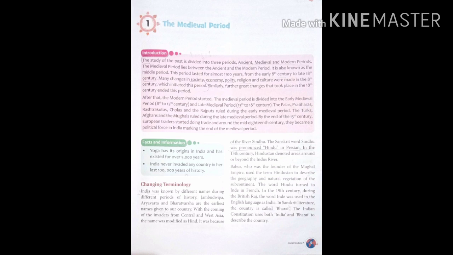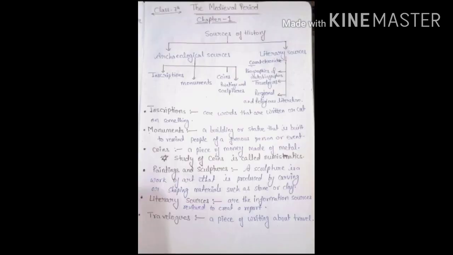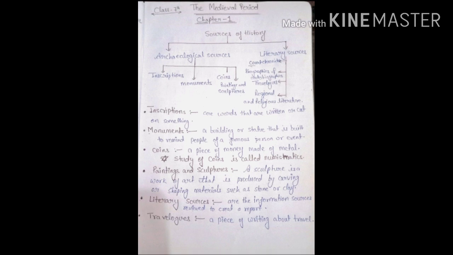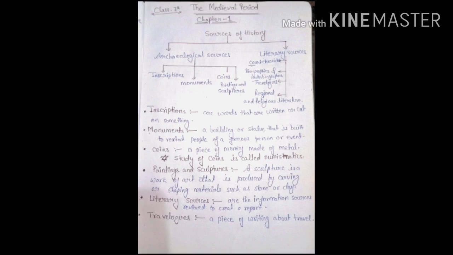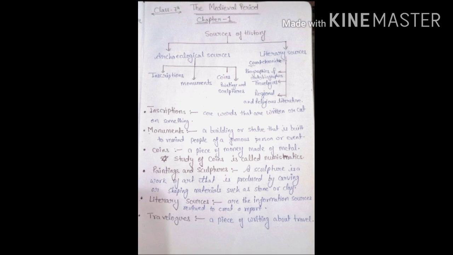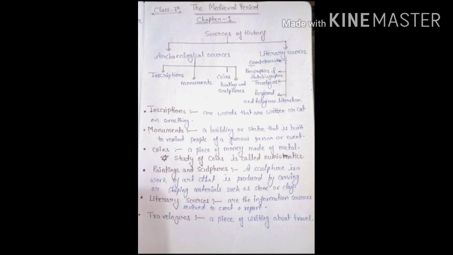The first topic was changing terminology, in which we learned the different names of India at different periods of time, the new technologies and ideologies that came along with people to our subcontinent, new languages, new religions that came to our country with people, and sources of history. That day we learned that there are two main sources of history. So we'll continue with the same topic. The first one is archaeological sources, and the next one is literary sources.